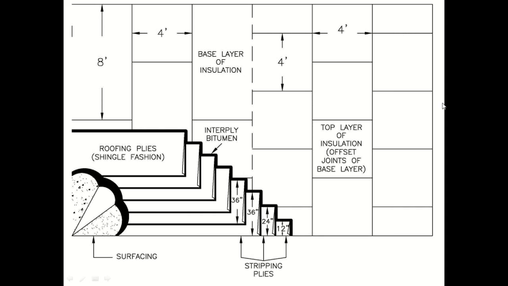So you have your 12-inch in an adhesive. Then you have your 24. And then you have your first full length, which is 36-inch. So your typical roll is a 36-inch wide roll. Okay, so once you get your first three stripping plies in, then you could go ahead and put your 3-4 ply system down. Okay, so every other one of these sheets represents 36 inches. Okay, and again, that's called shingle fashion.